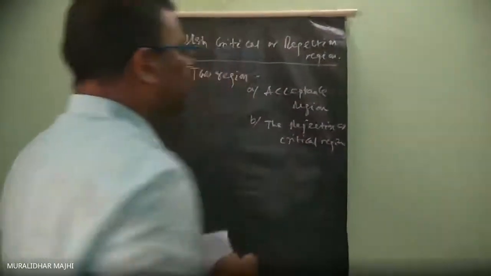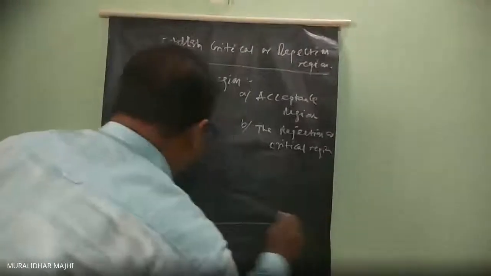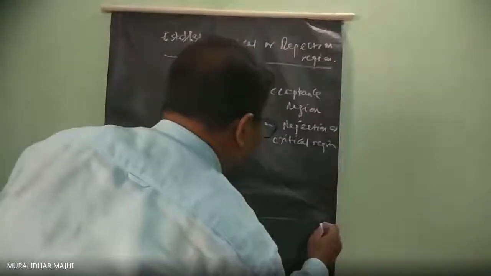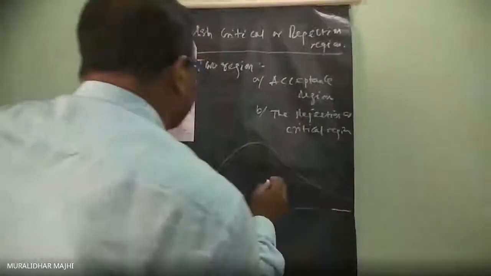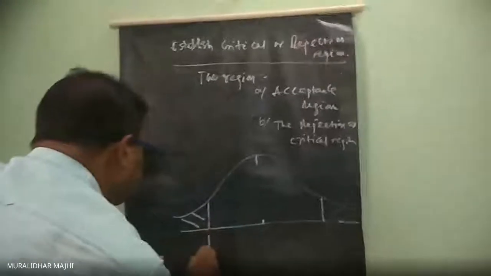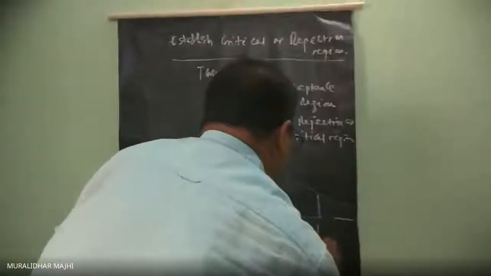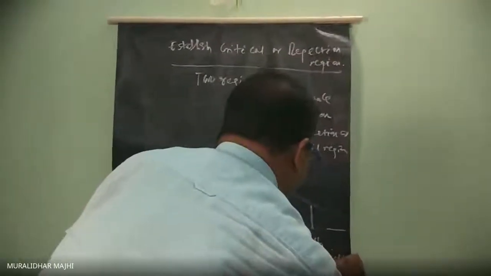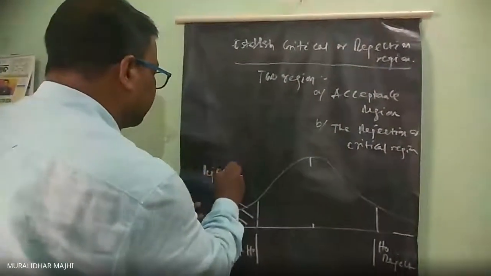or critical region. The rejection or critical region. There are two regions. So how to show it? You see the normal distribution curve here. Okay. So I can write down in this way. So this will be H0, this particular part, reject H0, this particular part, reject H0. Okay. Or I can write down it is your rejection region.